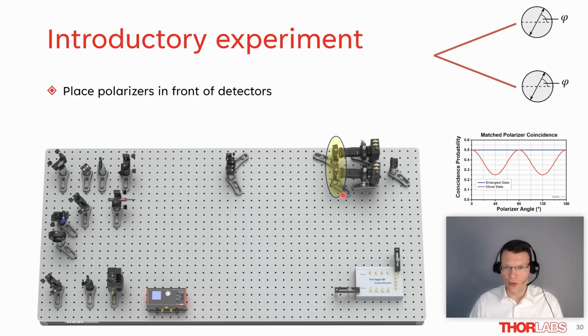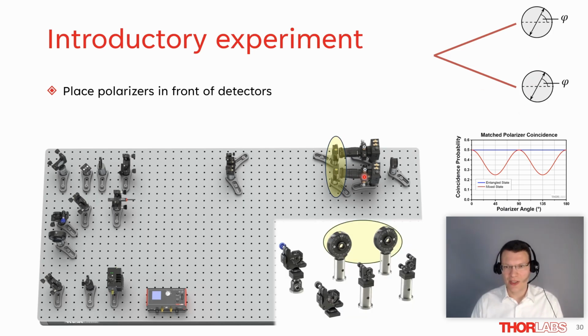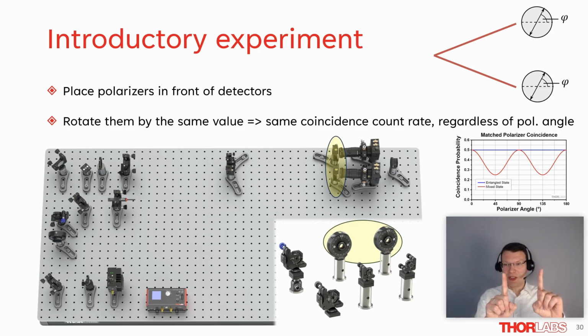So you place two polarizers in front of the detectors, and those are the two other optical elements that you may have asked yourself what these are. Those are the two polarizers that are also in the extension kit. And now you simply rotate them by the same value. So you have them like this, and then just go through with the same value, and you will see that the coincidence rate stays the same throughout every rotation, which already is a great introductory experiment to see, okay, this is something that just doesn't happen in classical physics.